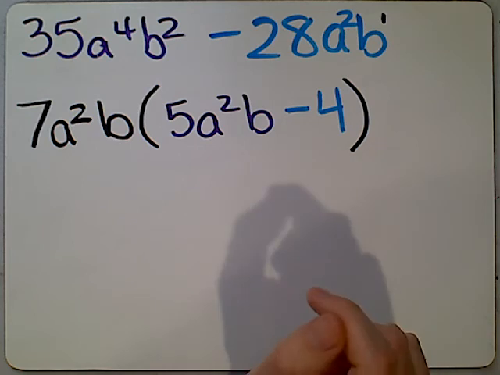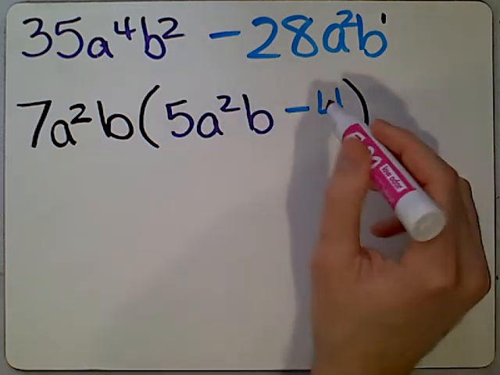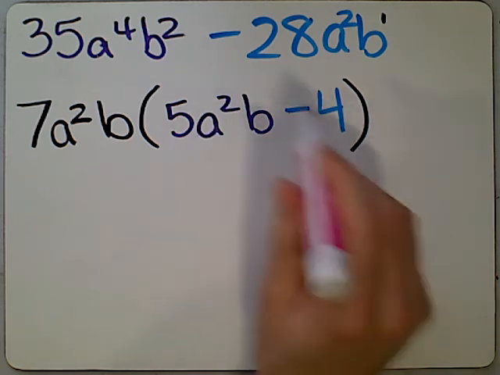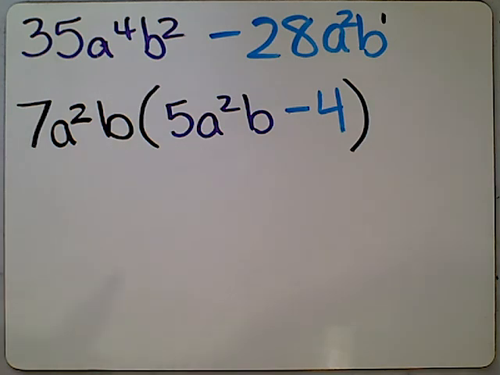After you're done factoring, you always want to look at what's left in the parentheses and see if there's anything else you can factor out of that. In this case, you can't. If you look at these terms, you can't factor out any number. No number goes into both 5 and 4. There are no a's or b's in this term, so you definitely can't take out a variable, so you're done factoring.